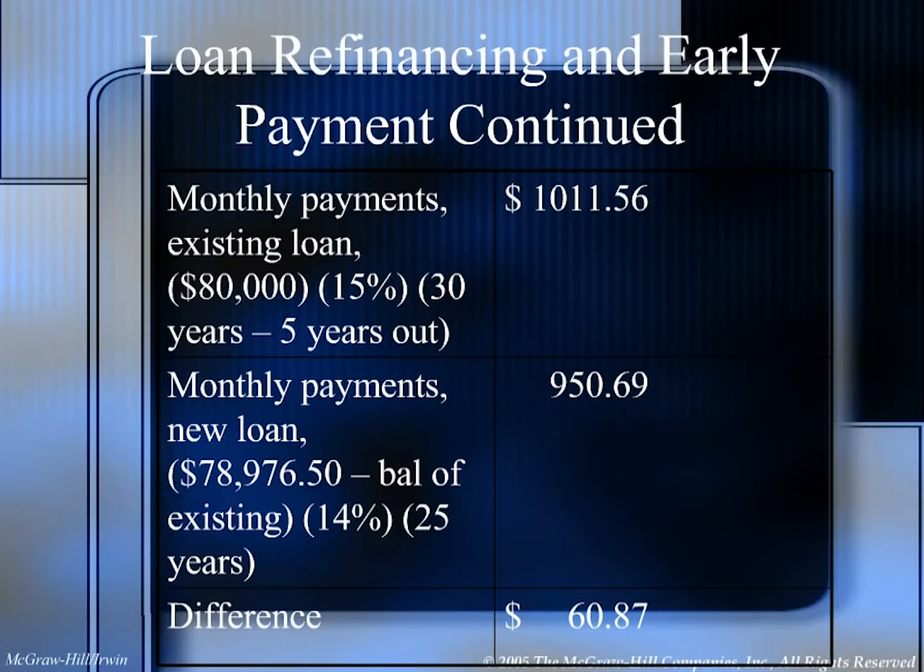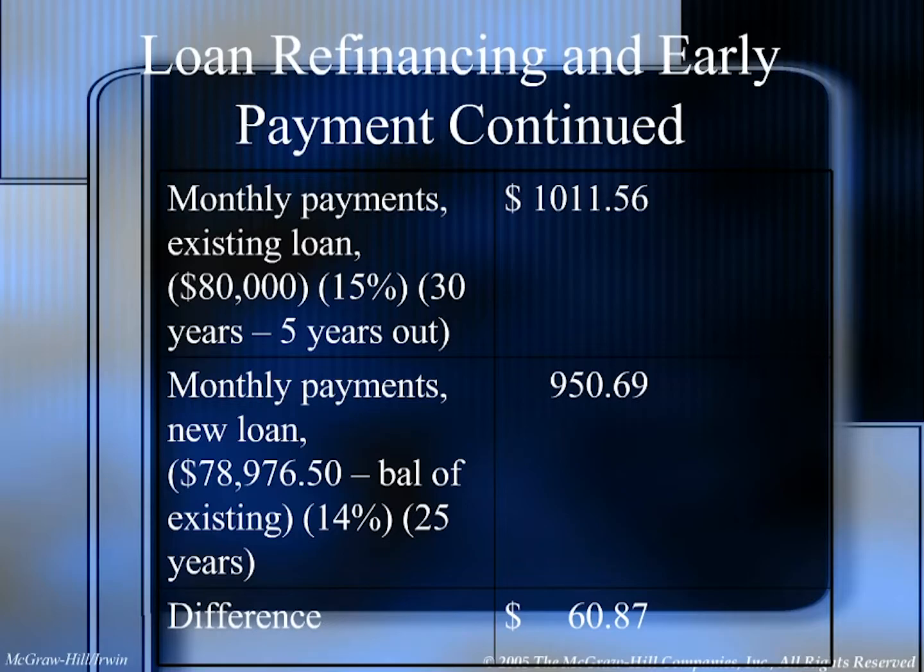Now when we calculate that 5 years out, we would find the balance on that current loan, using the remaining periods. If 5 years have been paid, there's 300 months left at that payment of $1,011.56, and you'd find the present value of those at the 15%. In this case, we'd do that, and we'd find that the balance of the existing loan is $78,976.50.